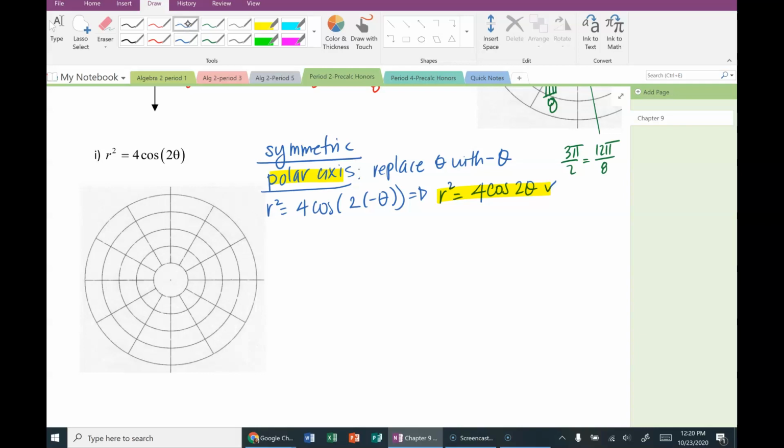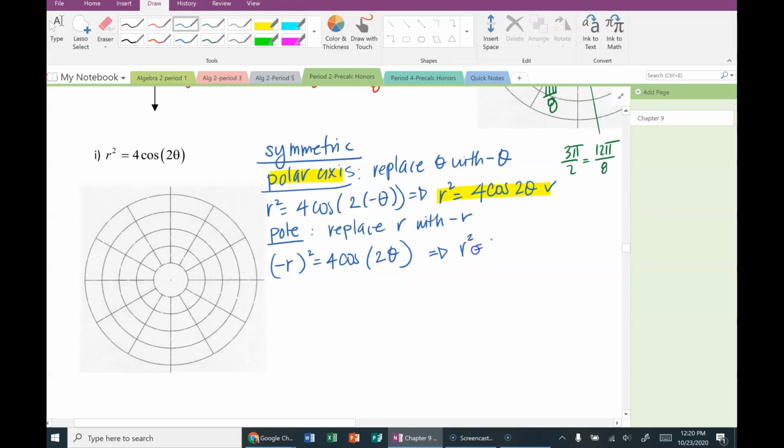Next, I want to go to the pole or the line. It doesn't really matter, guys. So for the pole, you could replace r with negative r. So negative r quantity squared equals 4 times cosine of 2 theta. Okay, so negative r quantity squared, that's definitely going to be the same. So we know it works. r squared equals 4 times cosine of a double angle. That works as well. Highlight that.